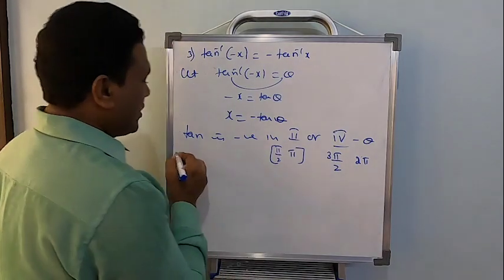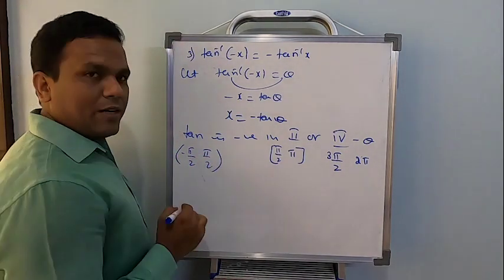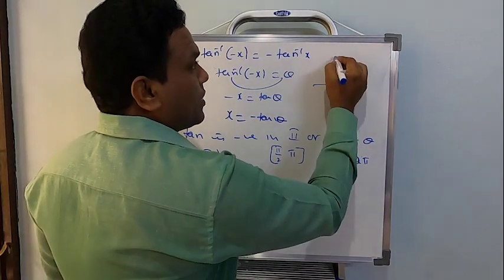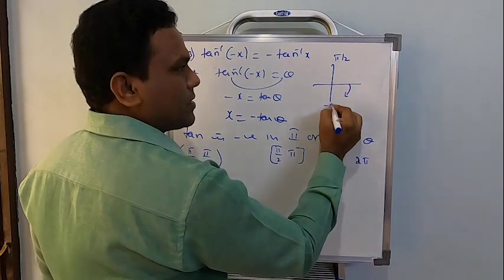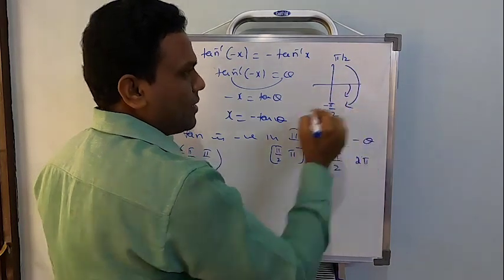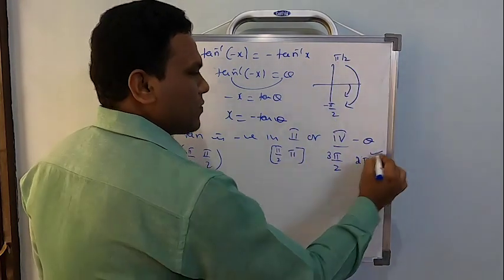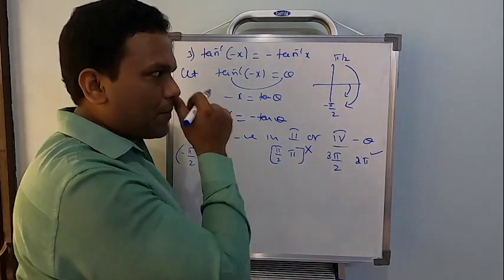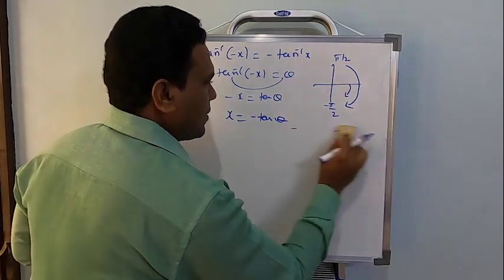And what was the domain of tan? Open interval minus pi by 2 to pi by 2. If this is pi by 2, and I am measuring clockwise, this is going to be minus pi by 2. So the value should lie between these, and that is the reason why this will be chosen and not this side. Clear?